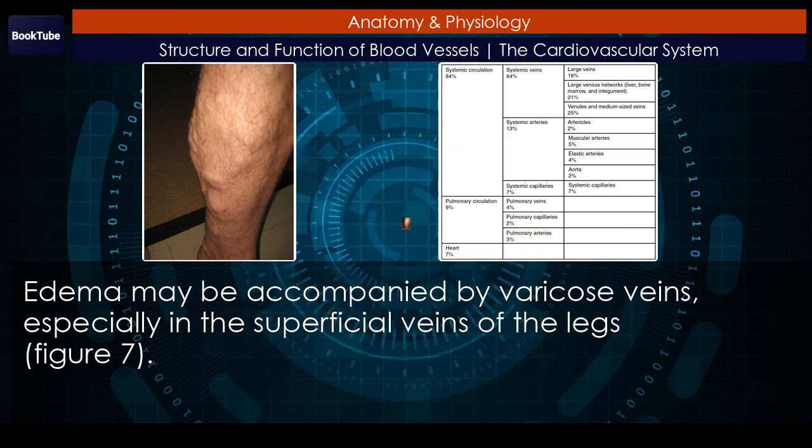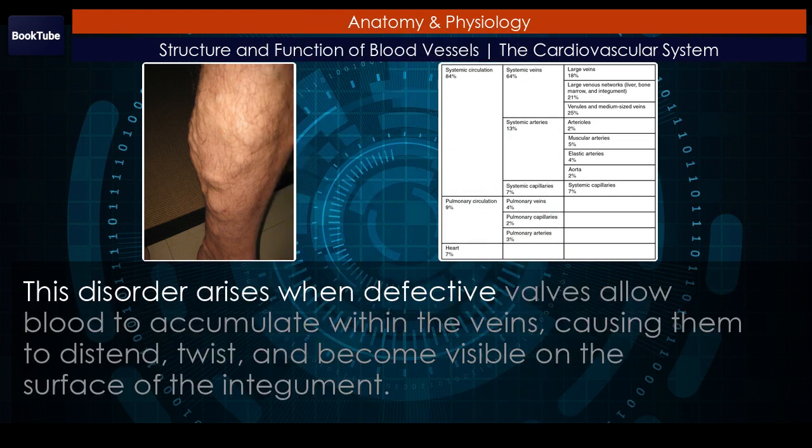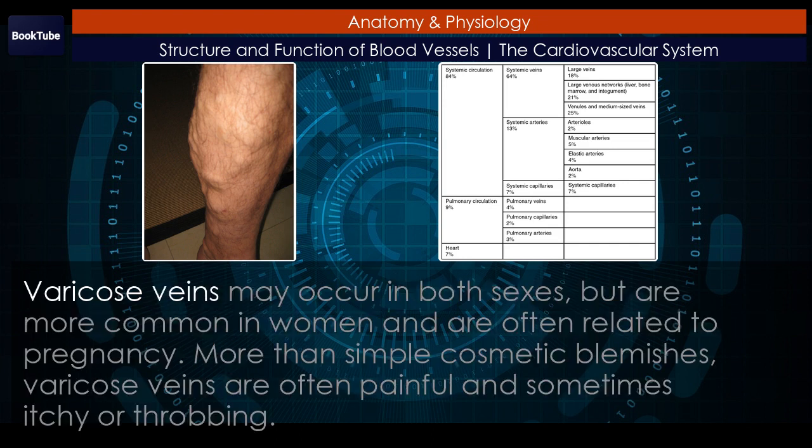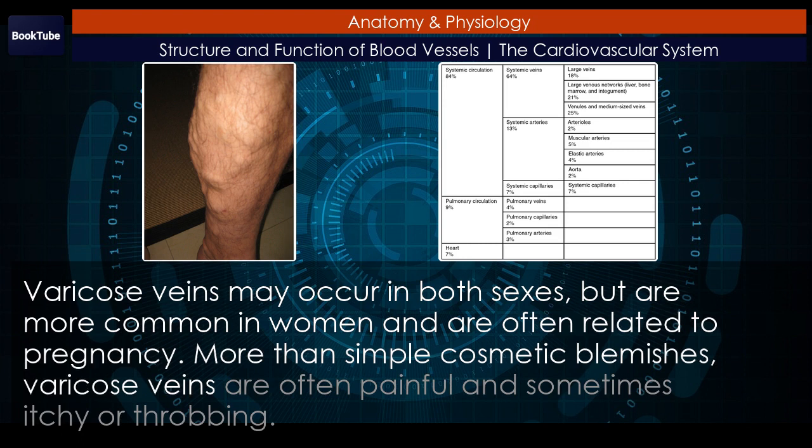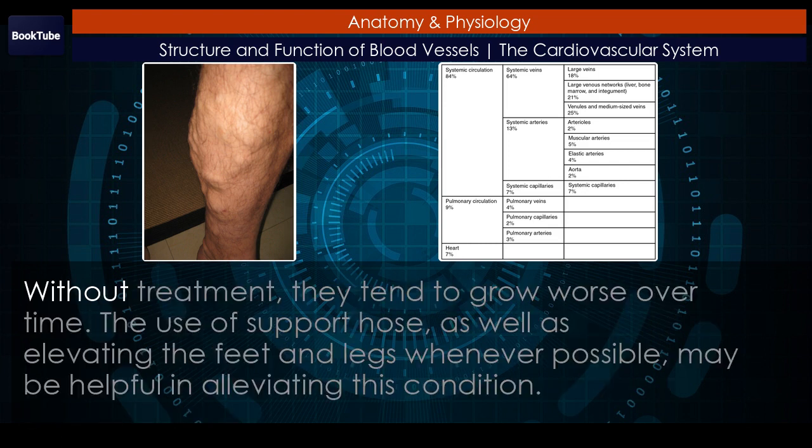Figure 7. This disorder arises when defective valves allow blood to accumulate within the veins, causing them to distend, twist, and become visible on the surface of the integument. Varicose veins may occur in both sexes, but are more common in women and are often related to pregnancy, more than simple cosmetic blemishes. Varicose veins are often painful and sometimes itchy or throbbing. Without treatment, they tend to grow worse over time.